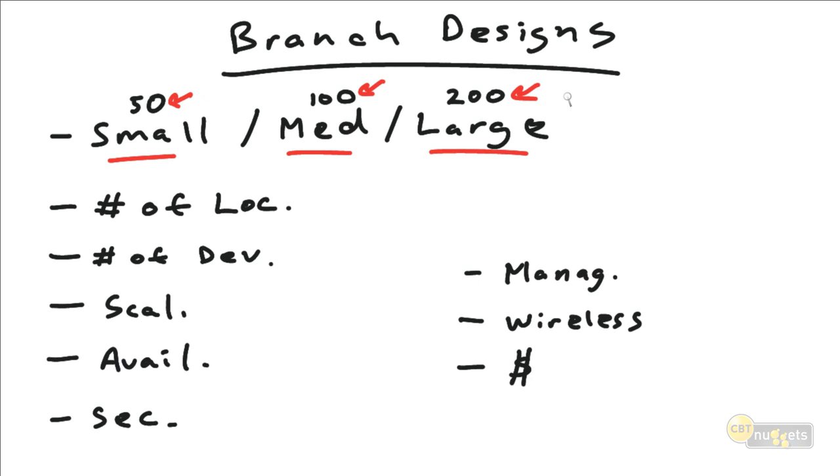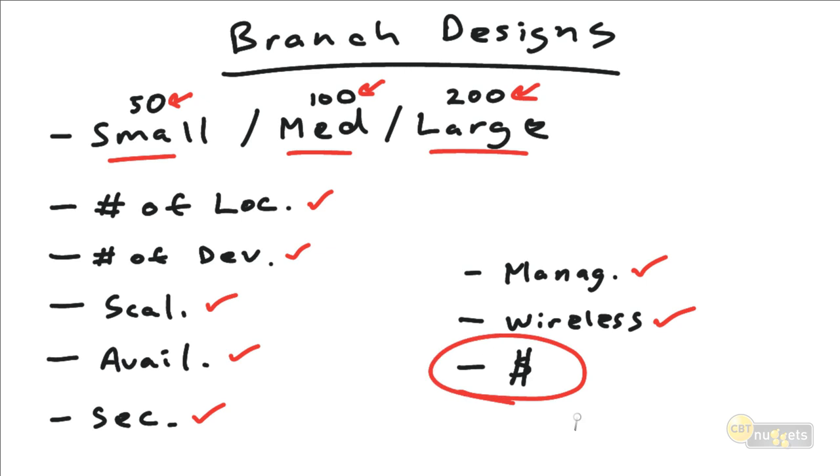And then we'll look at decision criteria when we're designing, like the overall number of locations, the number of devices in those locations, what scalability each branch office might need, what availability on a branch office by branch office design. How about the security of the various branch offices? How easily do we need to remotely manage them? Do they need wireless? And of course, on a branch office by branch office basis, we have to think about the financial resources that we can attribute to that particular branch office design.